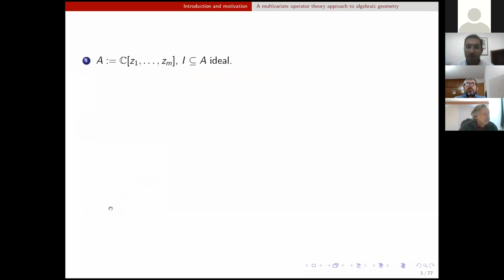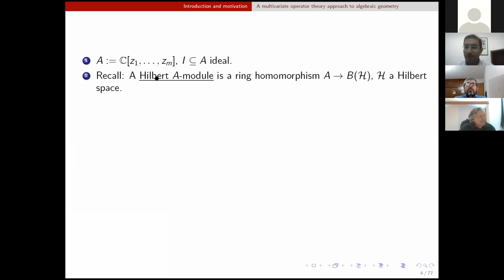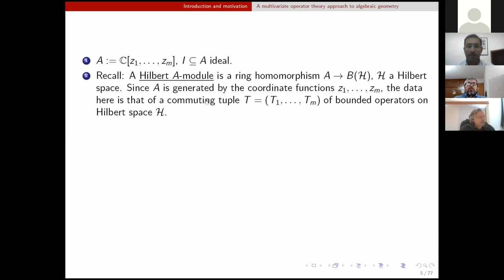So the basic setup is exactly the same as the previous talk. The fundamental concept is that of a Hilbert A module. Capital A is going to always denote the ring of polynomials with complex coefficients in m variables. I is going to be an arbitrary ideal of the polynomial ring. So a Hilbert A module is just a Hilbert space together with a ring homomorphism from the ring of polynomials to the ring of, let's say, bounded operators on a Hilbert space. Our Hilbert spaces are always infinite dimensional and separable. So the data in a Hilbert A module is exactly this: a Hilbert space together with a commuting tuple of bounded operators on it.